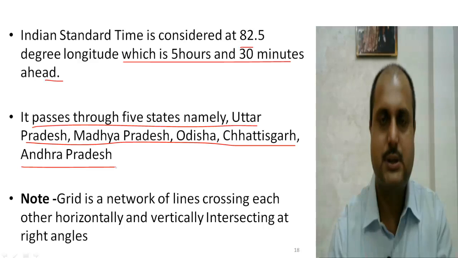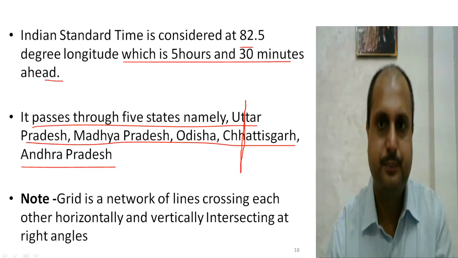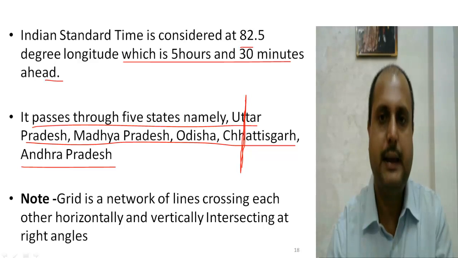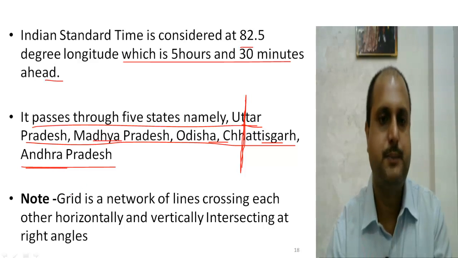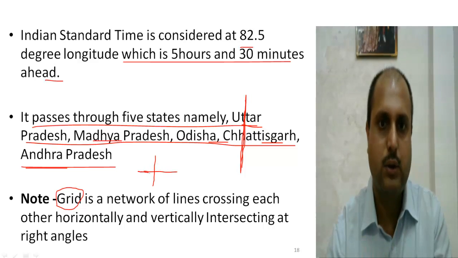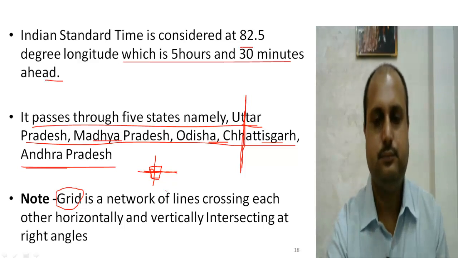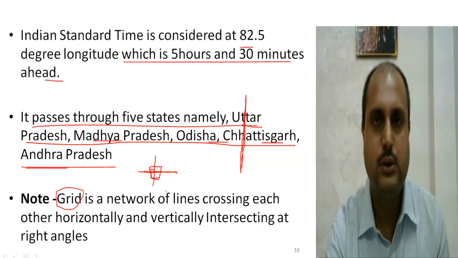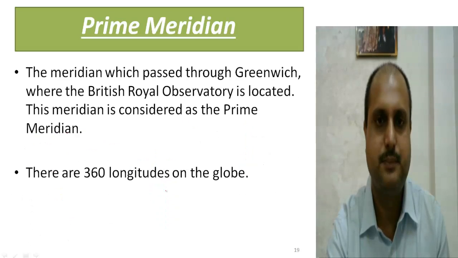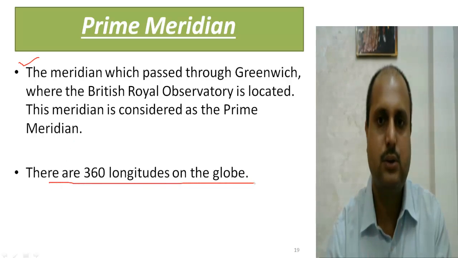Now earlier we discussed latitude, but now we are going to understand longitude, the vertical line. So this vertical line, longitude, crosses Uttar Pradesh, Madhya Pradesh, Odisha, Chhattisgarh and Andhra Pradesh. Now the grid system. The grid system is the convergence of latitude and longitude. The place where the latitude and the longitude intersect and cross each other is called the grid system. Now the prime meridian. As we have recently discussed, there are 360 longitudes on our globe.